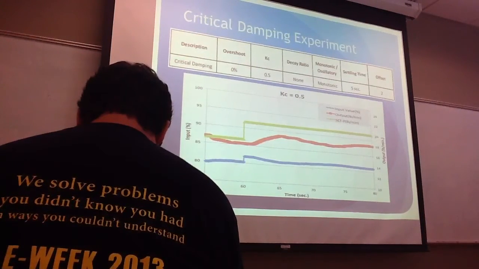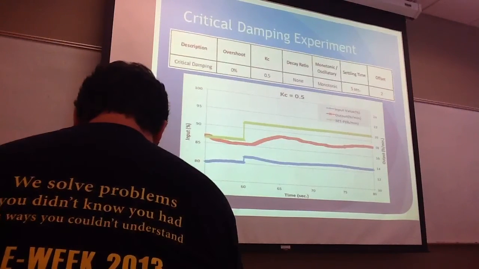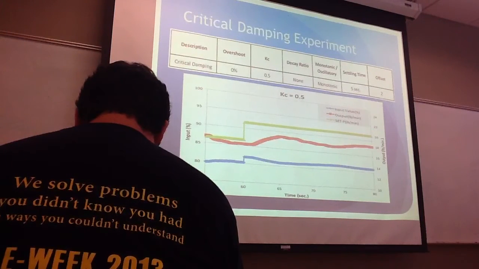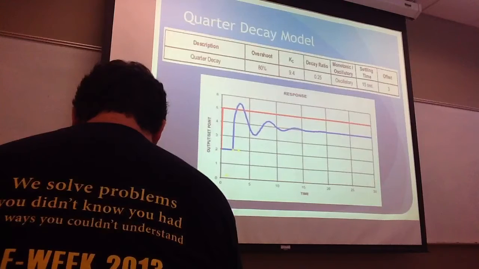Here we have a critical damping experiment, and the KC we have on this one is 0.5, with a settling time of 5 seconds and an offset of 2. For the quarter decay model, the KC increased to 9.4, and the settling time increased to 15 seconds with an offset of 3.